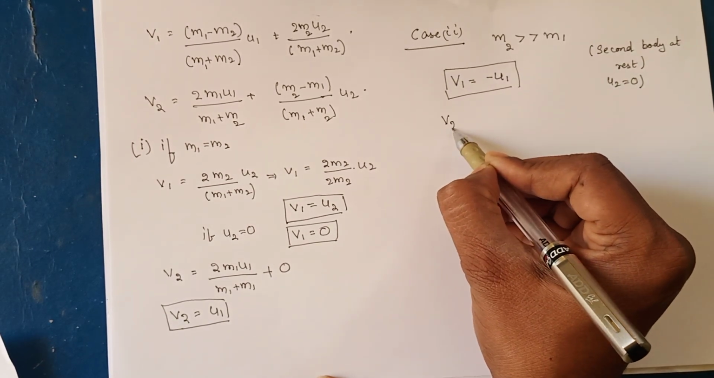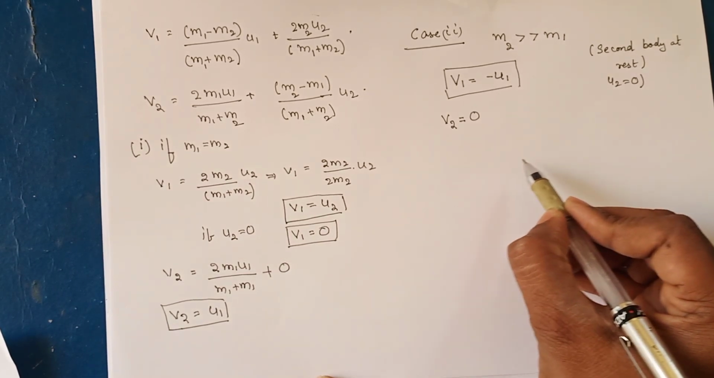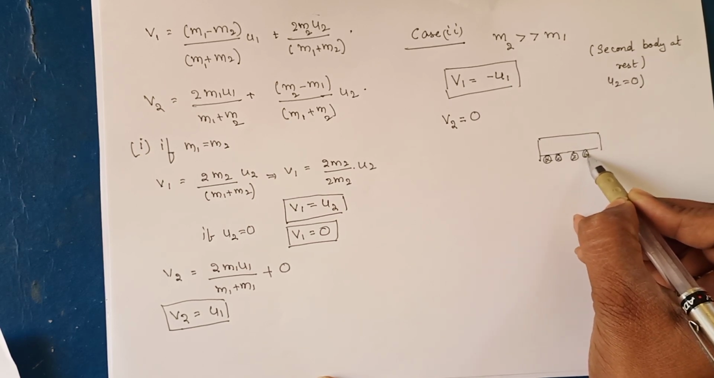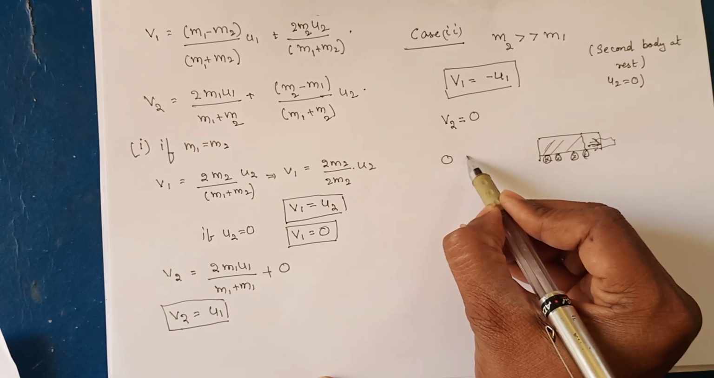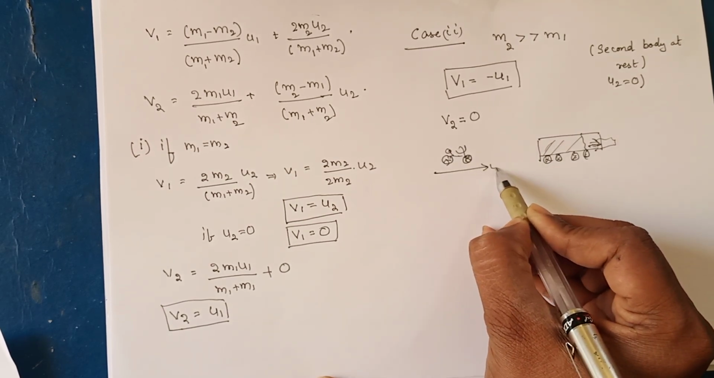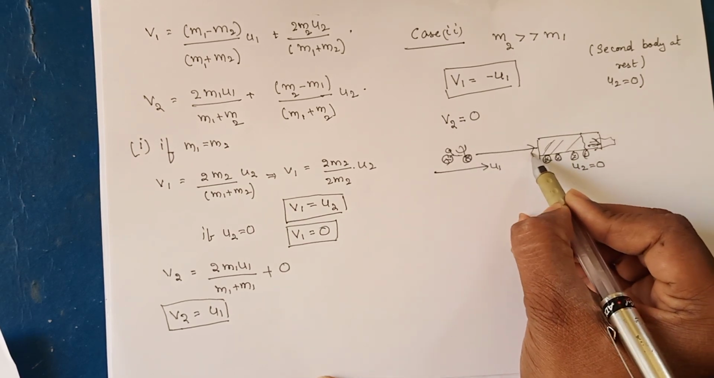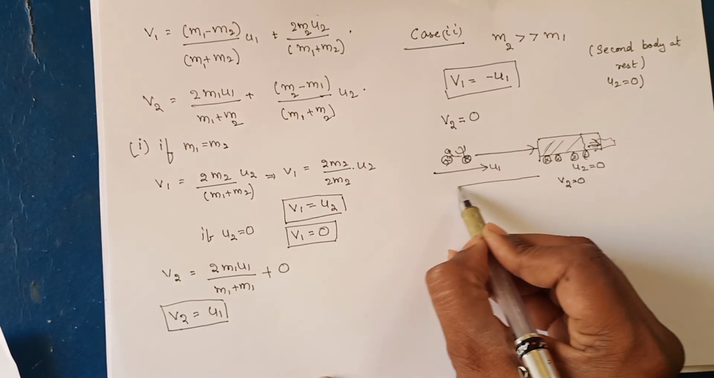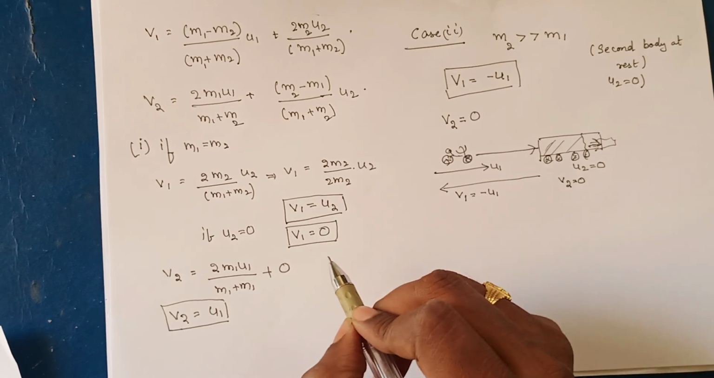What is the final velocity of the second body? It is equal to 0. How is it? This is a big lorry, and a small bicycle is there, moving with velocity u1, and u2 is equal to 0. What happens? It is moving and striking this one, which cannot be moved. Its final velocity becomes 0, but after collision the first body comes back. The final velocity of the first body after collision is the same velocity u1 but in the reverse direction.